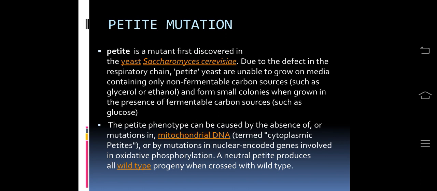Petite is a mutant first discovered in the yeast Saccharomyces cerevisiae. Due to the defect in the respiratory chain, petite yeast are unable to grow on media containing only non-fermentable carbon sources such as glycerol or ethanol, and form small colonies when grown in the presence of fermentable carbon sources such as glucose.